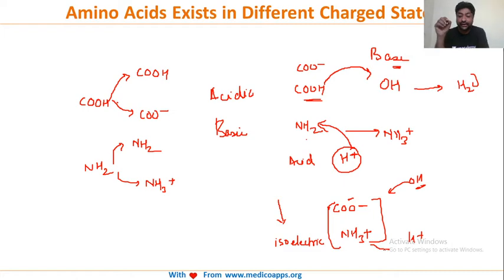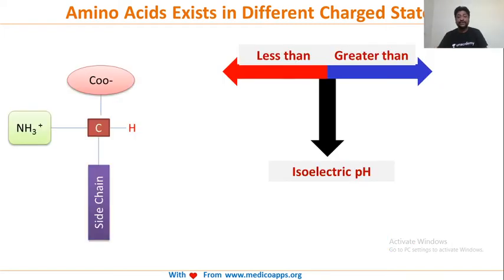So this is isoelectric pH. Let me show you what happens at isoelectric pH. This hydrogen has come from here and gone here, so this exists as NH3 plus and this exists as COO negative. Now at this isoelectric pH, if we add hydrogen, it will not be neutralized by NH2. If we add OH, it will not be neutralized by COOH. Is it clear what is isoelectric pH?